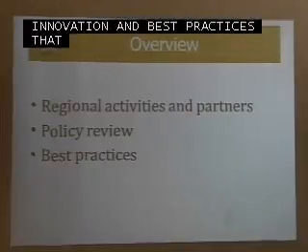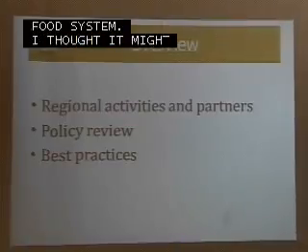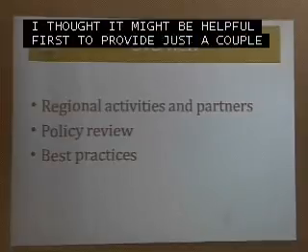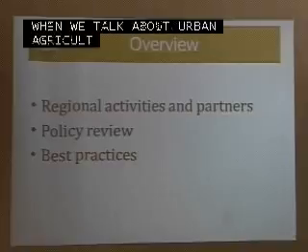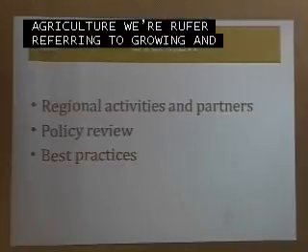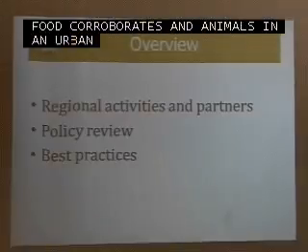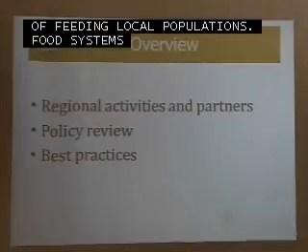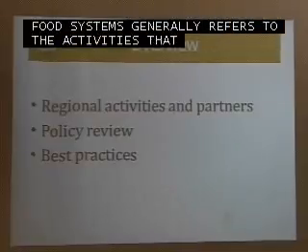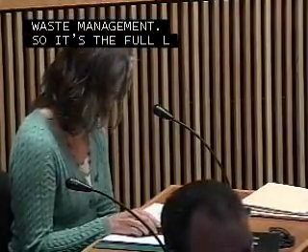But before I do that, I thought it might be helpful to provide just a couple of definitions. When we talk about urban agriculture, generally what we're referring to is growing and raising food crops and animals in an urban setting for the purpose of feeding local populations. And food systems generally refers to the activities that connect food production, processing, distribution, consumption, and waste management. So it's the full life cycle of food when we speak about food systems.